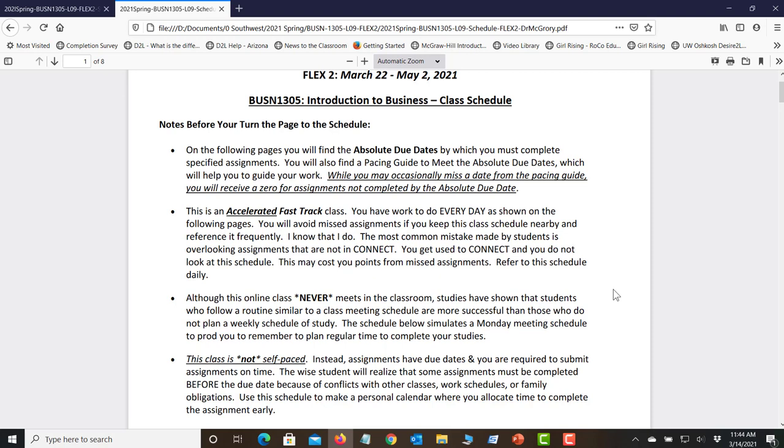So you'll notice on this schedule, which I like to print, and I keep a printed copy in front of me, just a couple things. Throughout this schedule, I'm going to show you absolute due dates by which you must complete the specified assignment. That's especially important in an accelerated class. Again, this is only 6 weeks, right? But I've also provided a pacing guide to help you meet those absolute due dates. If you follow that pacing guide, I think you'll be very successful.